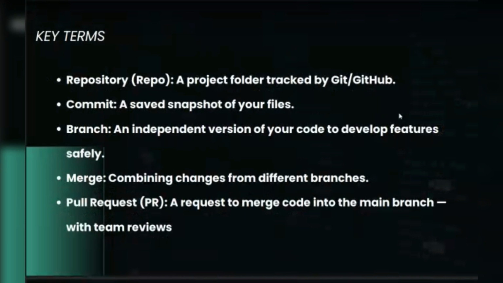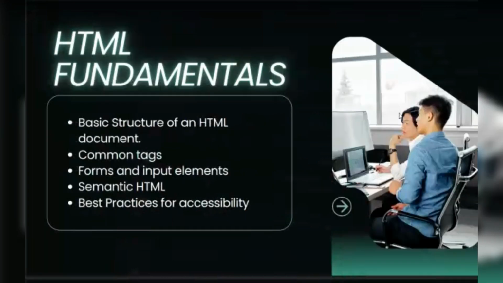Another one you could be familiar with is commit. Commit saves a snapshot of your files. When you commit things, it means you are saving it. Branch is an independent version of your code to develop features safely. We made mention of branch before. You could have different versions in different branches, and you have to merge them. If you think they are okay to be merged, you can merge them. Merge means combining changes from different branches. And lastly, pull request: a request to merge code into a main branch after a team reviews it.